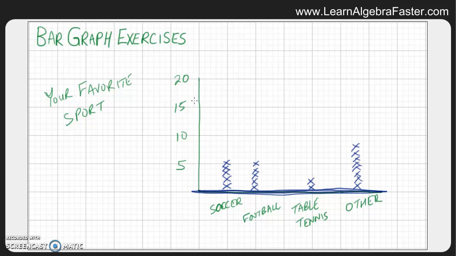So here you can ask basically any question, your favorite sport, you could ask your favorite month of the year, you could ask people what year their birthday is, you could ask lots of different questions, but instead of writing it down on paper, you would actually stand in a line, and then you could see what the longest line was. In this case, it would be other, and you could actually count the people there to get your bar graph. And so in this way, you would actually be doing the bar graph yourself.